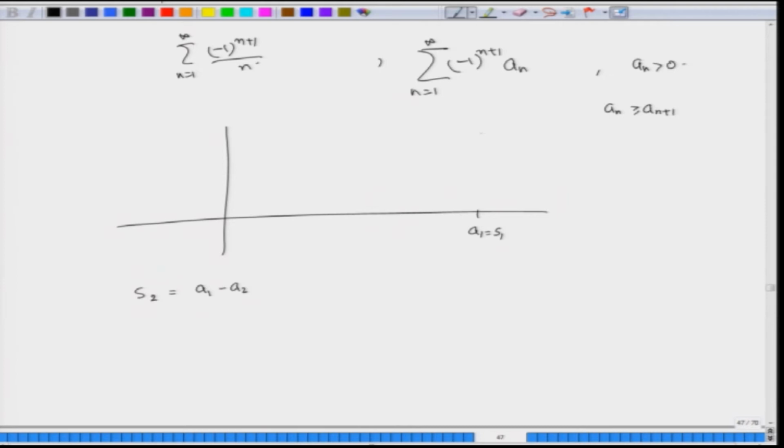Therefore, for S_2 I have come here up to a_1. Now, for S_2 what do I need to do? I have to subtract something, a_2, this one is a_2, and what do I get? This is a_1 minus a_2, this is my S_2. Now, what is our S_3?